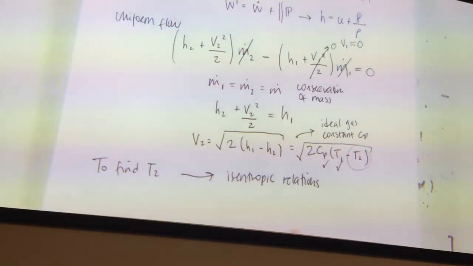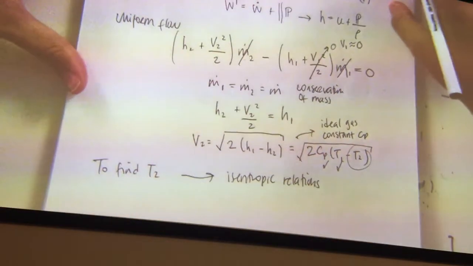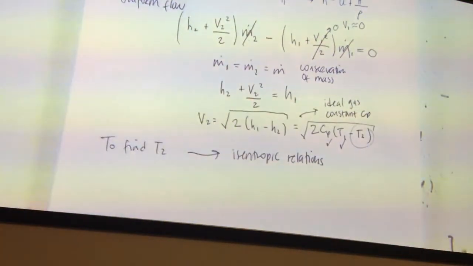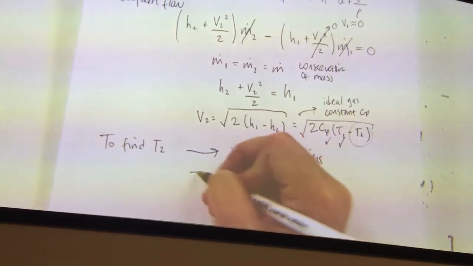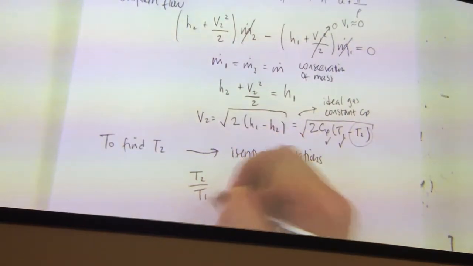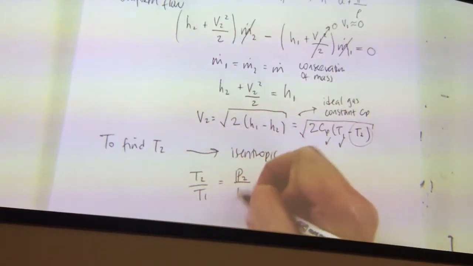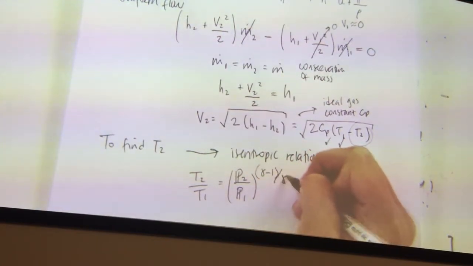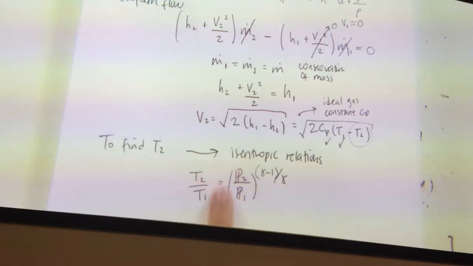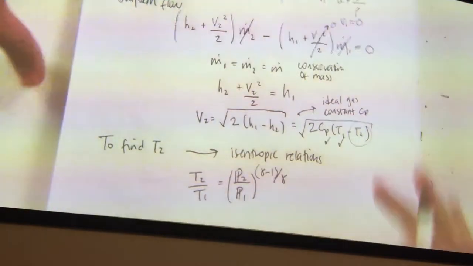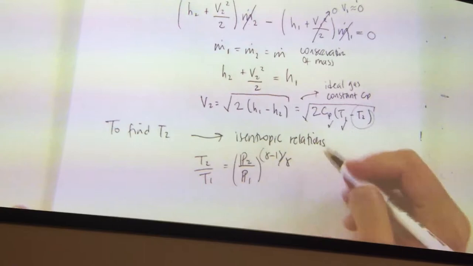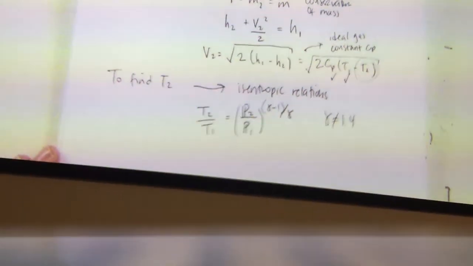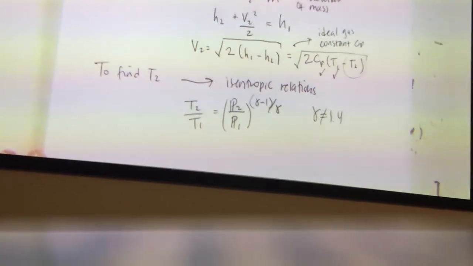So if we have our isentropic relations, we can find T2. They give us the pressures and they give us one temperature, so we have everything to find what we need. So T2 over T1 equals (P2 over P1) to the power of (gamma minus 1) over gamma. This is from an isentropic relationship. Now remember I said gamma is not equal to 1.4 because it's not air, it's hydrogen. So we have to solve for it from the parameters they gave us in the problem.